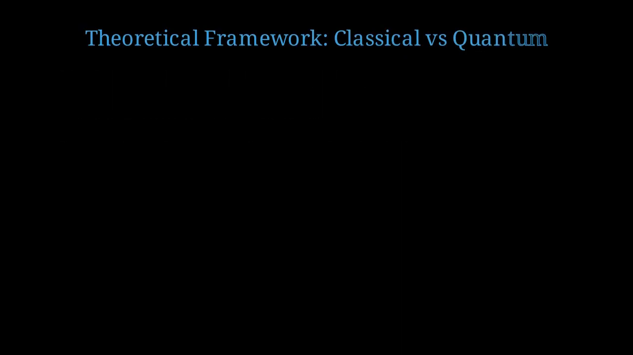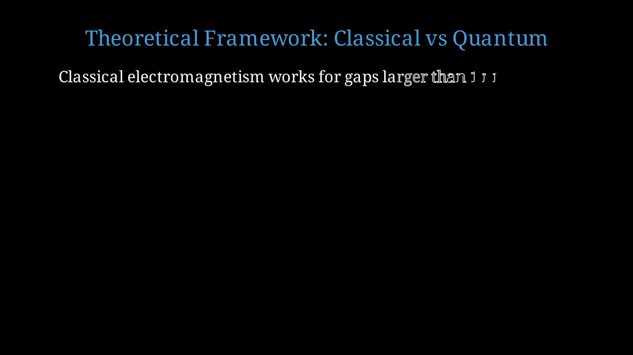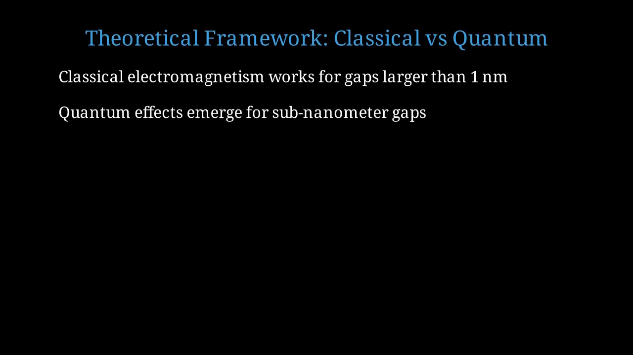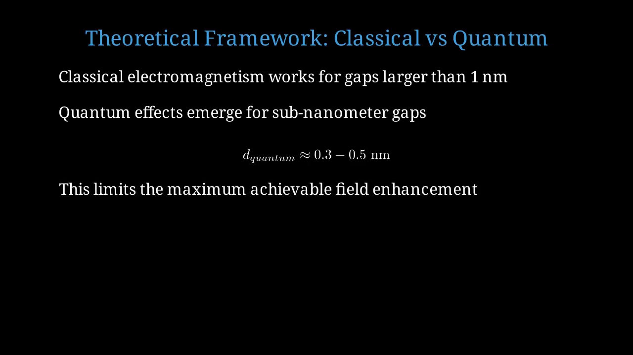Let's discuss when we need quantum mechanics versus when classical electromagnetism suffices. For gaps larger than approximately 1 nanometer, classical Maxwell equations provide accurate descriptions of plasmonic hotspots. Below 1 nanometer, quantum mechanical effects become important. Electrons can tunnel across the gap, screening the field and reducing enhancement. The quantum regime typically begins around 0.3 to 0.5 nanometers, where electron tunneling becomes significant. Quantum effects actually limit the maximum achievable field enhancement. As the gap shrinks, quantum tunneling prevents the field from growing indefinitely.